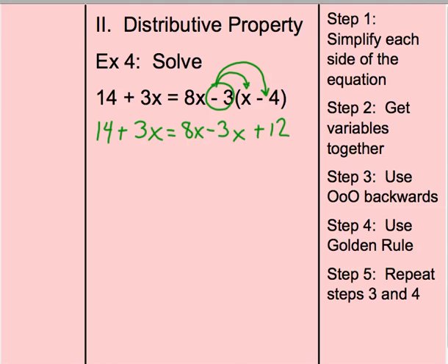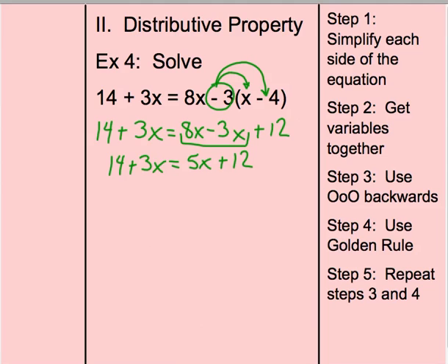I am still on step 1 because on the right-hand side of my equation, I have like terms. So I'm going to combine my 8x and my 3x. And because they are on the same side of the equal sign, I'm just simplifying. I'm not canceling anything at this point. I'm simplifying. So I'm doing what the problem tells me to do. It tells me 8x minus 3x, which gives me 5x.